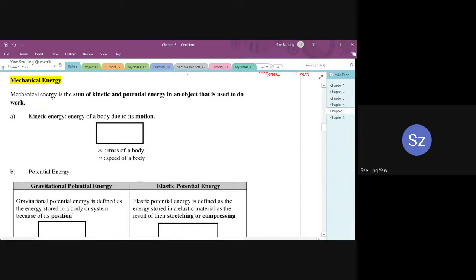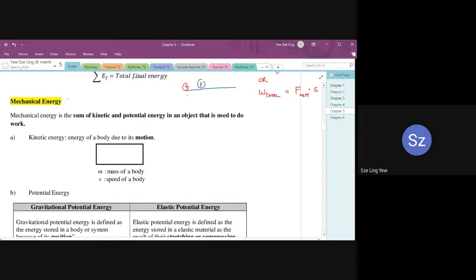So mechanical energy is a sum of kinetic energy. Now, when it comes to mechanical energy, in your syllabus, it refers to kinetic and also potential energy.